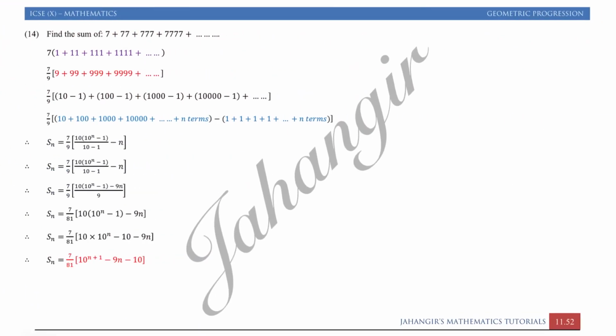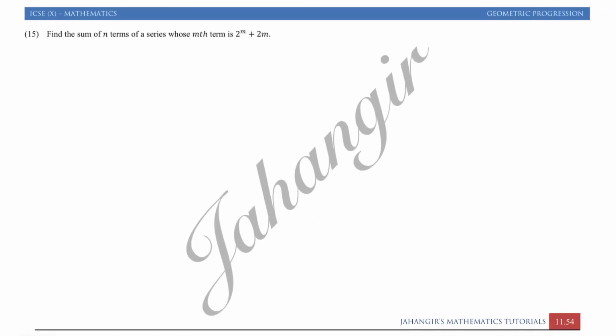Last question of this exercise. After this, just have a look at this part. In the 14th question. The fifteenth question is the last question of this exercise. It's a good question. Find the sum of n terms. You have to find the nth term whose mth term is given. Means Tm is given as 2 raised to m plus 2 into m.